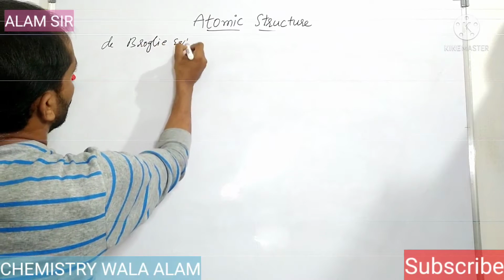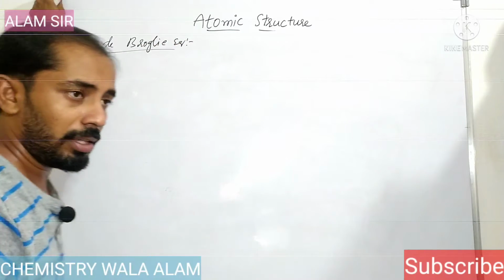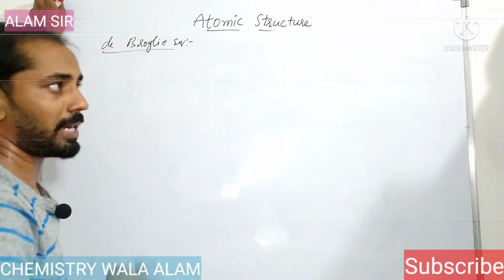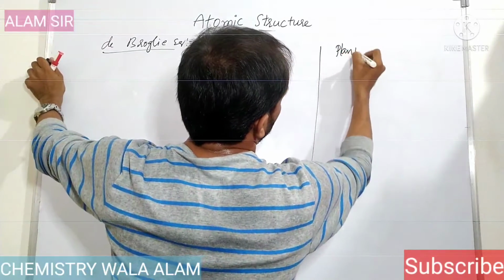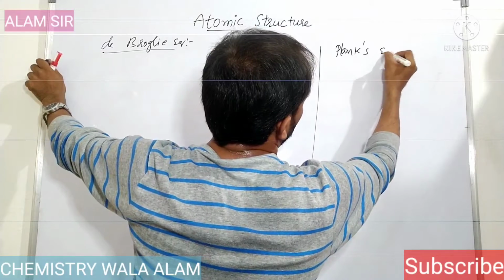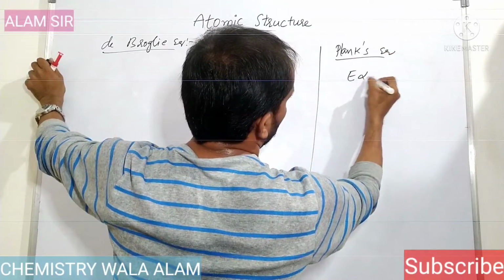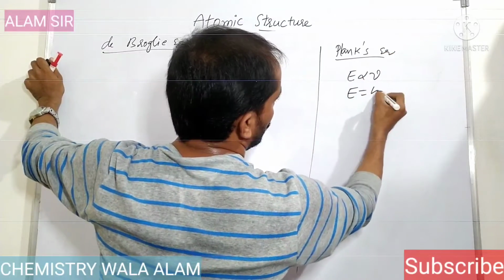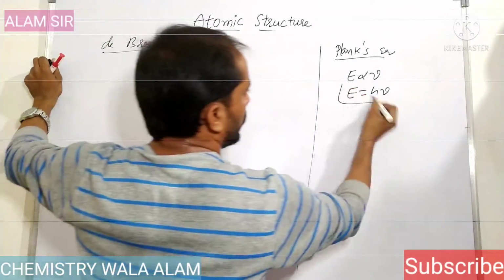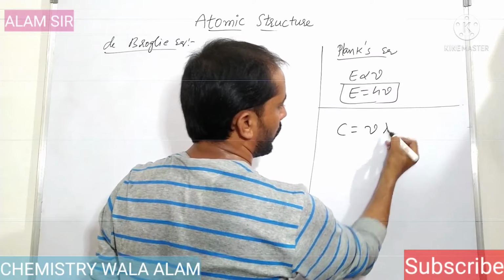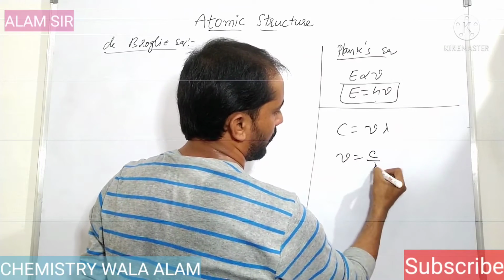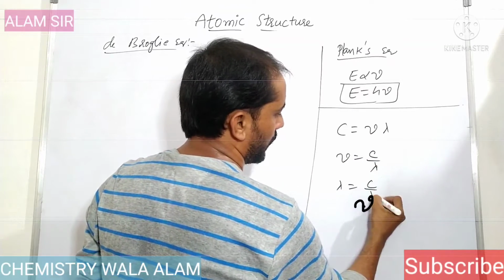De Broglie's equation: here de Broglie has considered Einstein's equation and Max Planck's theory. One more theory is there, Planck's theory. Planck's equation says E is directly proportional to nu, E equals h nu. Next, velocity equals nu lambda, so nu equals c by lambda, or lambda equals c by nu.